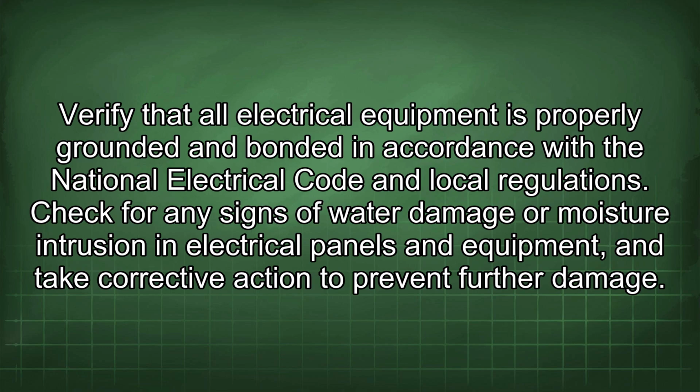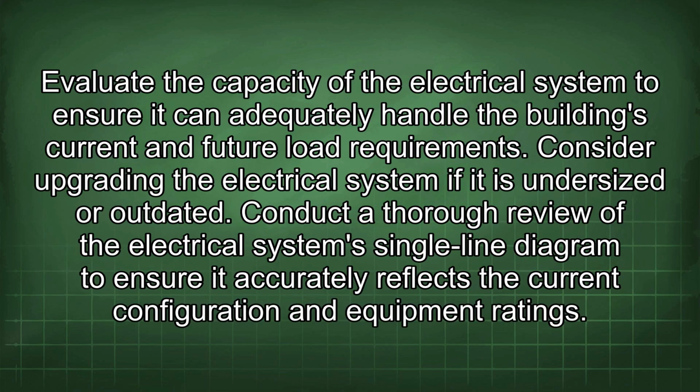Verify that all electrical equipment is properly grounded and bonded in accordance with the National Electrical Code and local regulations. Check for any signs of water damage or moisture intrusion in electrical panels and equipment, and take corrective action to prevent further damage. Evaluate the capacity of the electrical system to ensure it can adequately handle the building's current and future load requirements. Consider upgrading the electrical system if it is undersized or outdated.